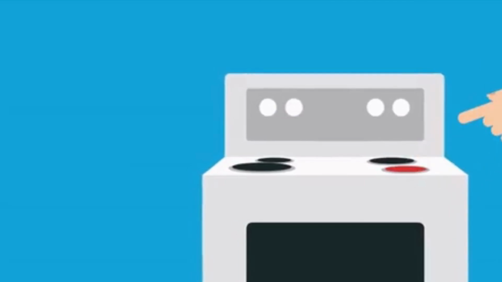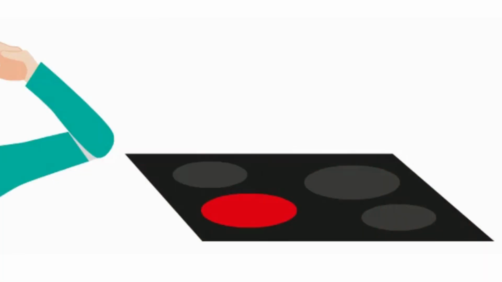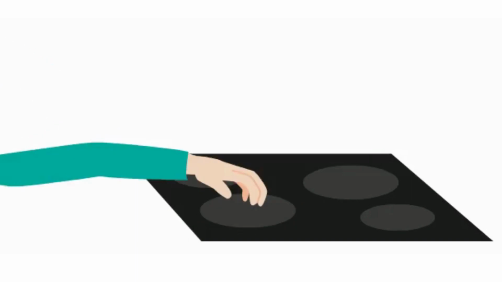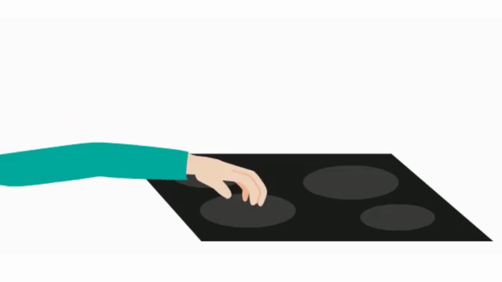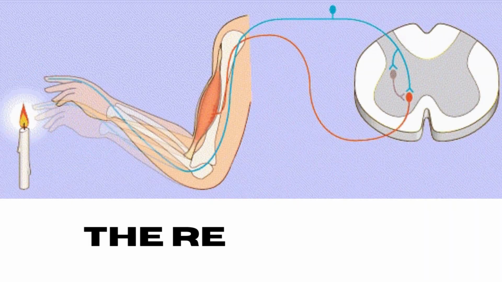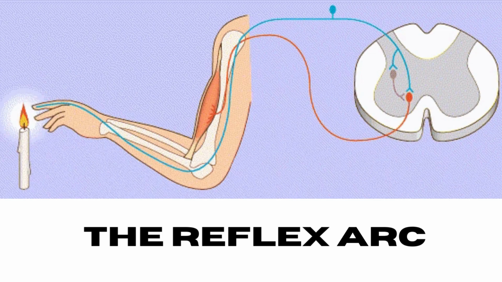Here is a visual representation of a reflex action. When a stimulus is detected, such as touching a hot stove or a sudden loud noise, your body responds automatically through a reflex action. Let's consider a common example. Imagine you accidentally touch a hot stove. What happens next? Your hand immediately jerks away without any conscious decision on your part. That's a reflex action.